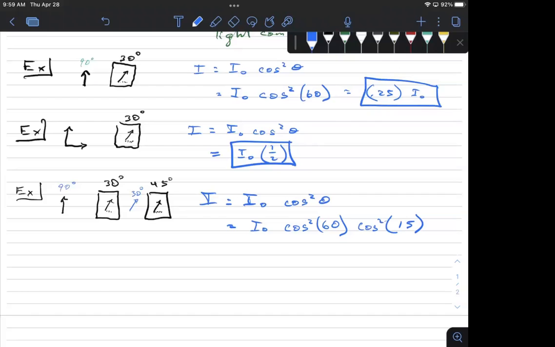So any questions about this particular example? Very important because, of course, most of the problems we're going to be doing will have multiple filters, obviously. All right, let's try another example then.